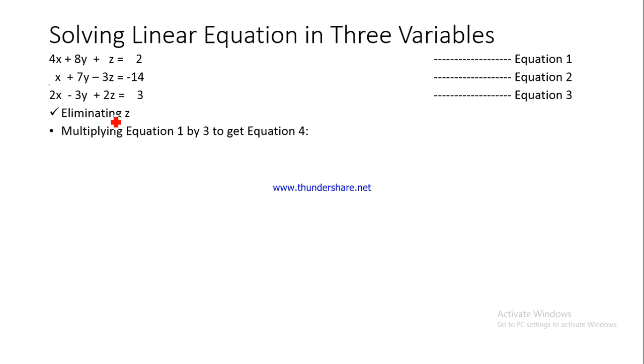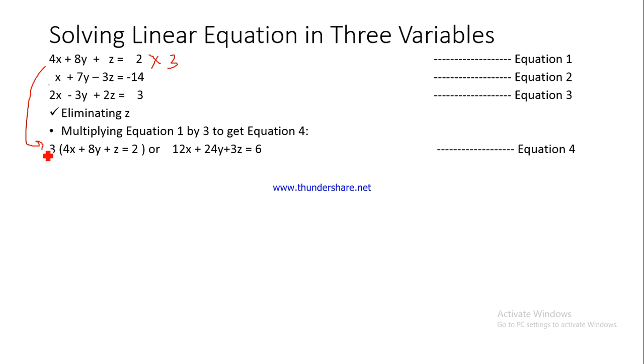Fine. So how do we eliminate z? Now have a good look at how to eliminate z. Multiply equation 1 by 3, to get equation 4. So when you multiply the whole equation by 3, you will get another equation and we will term it as equation 4.